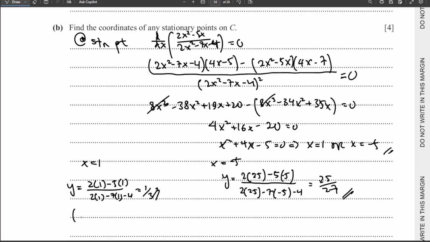So we have x equals 1, then y equals 1 over 3. So there is the first point. The second point will be x equals negative 5, y equals 25 over 27. So the two stationary points there.